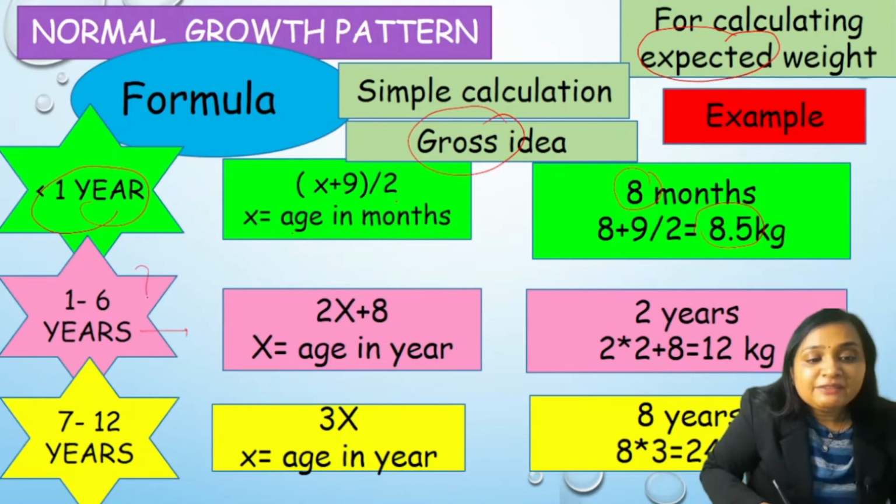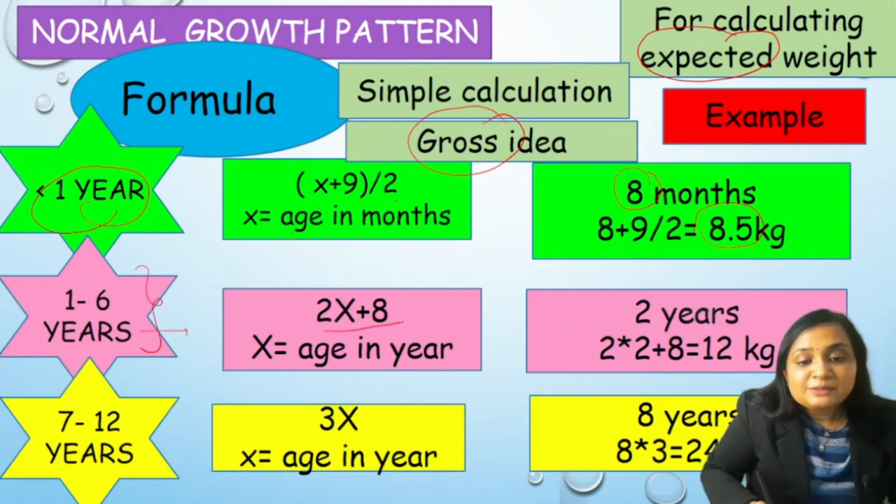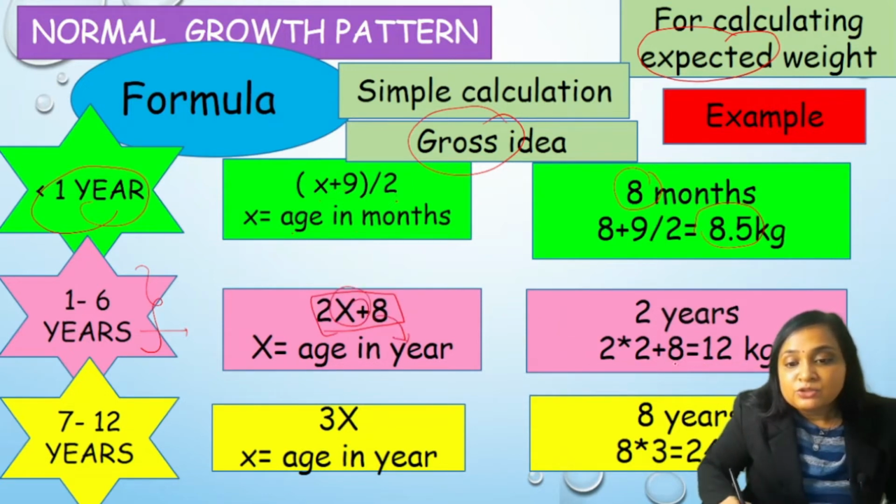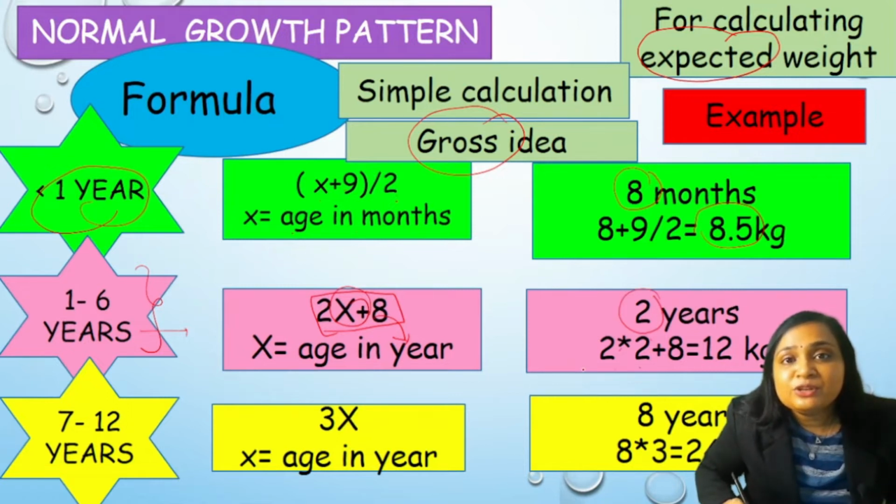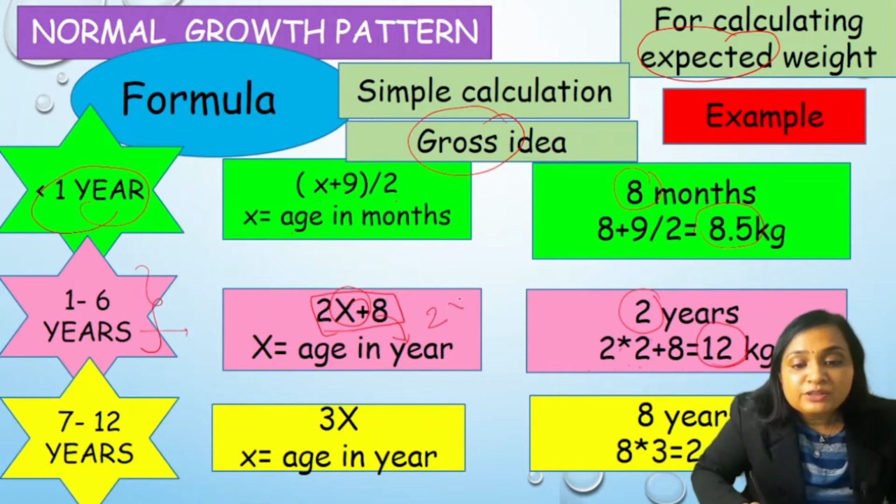If you are dealing with a child who is between 1 to 6 years, then 2x + 8 is the formula. X is in years here. If you are dealing with a child who is 2 years old, then 2 times 2 is 4, plus 8 is around 12 kg. So for a 2-year-old child, the ideal weight should be 12 kg.